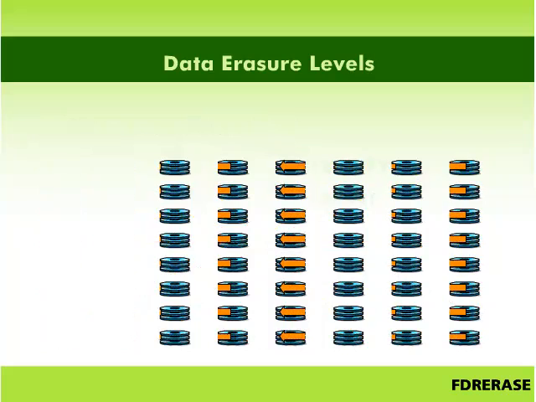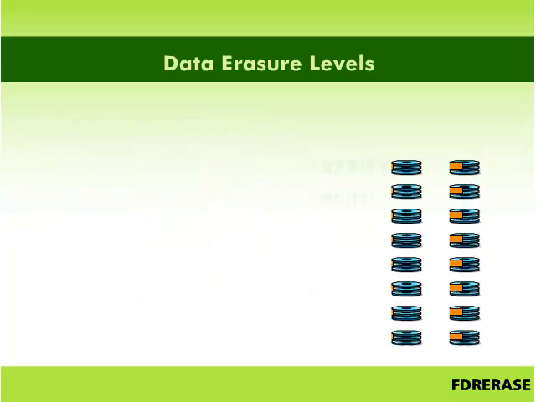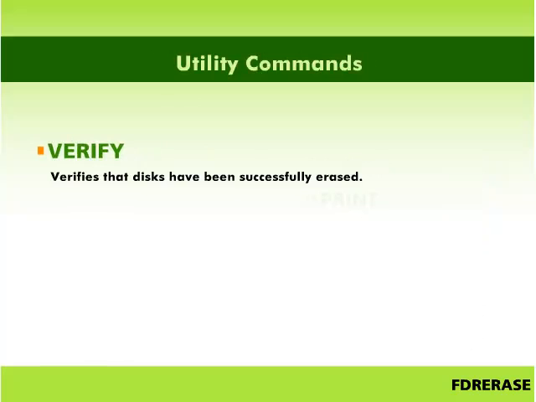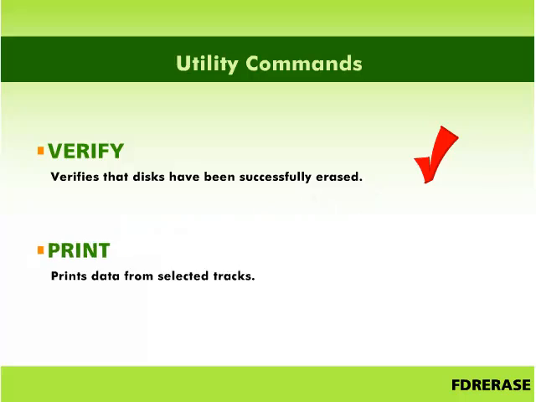In addition to the Erase and Secure Erase commands, FDRERASE also includes two utility functions. The Verify command verifies that disks have been successfully erased by ensuring that they contain patterns written by FDRERASE. The Print command prints data from selected tracks. This can be used to display the contents of disk tracks both before and after a data erasure to ensure that the data has truly been erased.